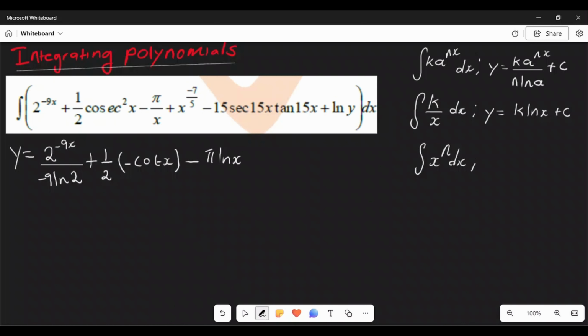So when you do the power rule, it's very simple. When you integrate it, it's gonna be x to the power of n plus 1 divided by n plus 1 plus c. So basically this is how you do the power rule. So in order for us to do this term here, we just gonna use the formula on here.